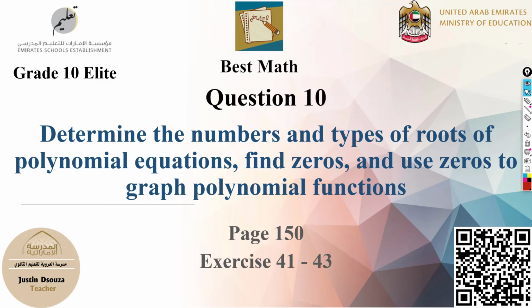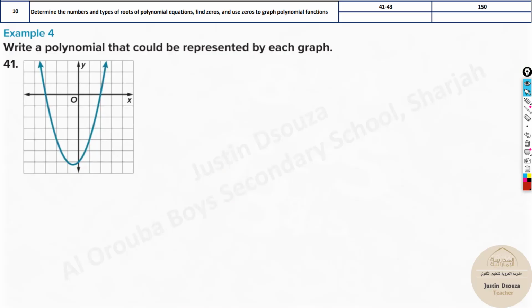Moving on to question number 10. Here we have to find a lot. We can go one by one. First, we need to understand how many roots there are from the graph, and how many types of roots there are. We also have to find the zeros, and we have to try to write the equation. Let's look into the questions.